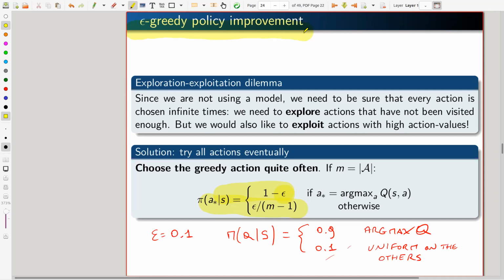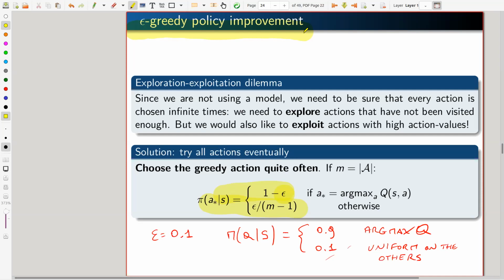From this moment on, we are no longer taking a greedy improvement, because otherwise we are not exploring every action infinite times. We need to introduce a random choice. At every timestamp, there must be a chance, as small as it can be, but a positive probability for choosing every action. And this is the best way to obtain this.